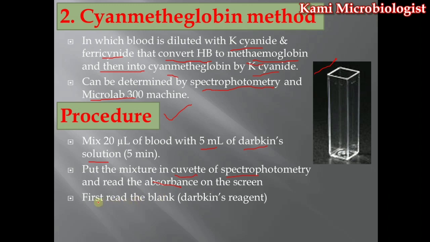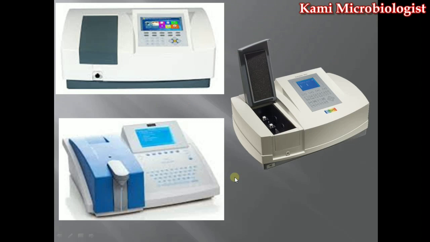But before that, we have to first read the blank solution, meaning the Drabkin's reagent. Once we read it, we will neglect it. After that, we will put in our test cuvette which contains our mixture, and then we will read this one. Now this is actually the spectrophotometer machine, and this is the Microlab 300 machine.